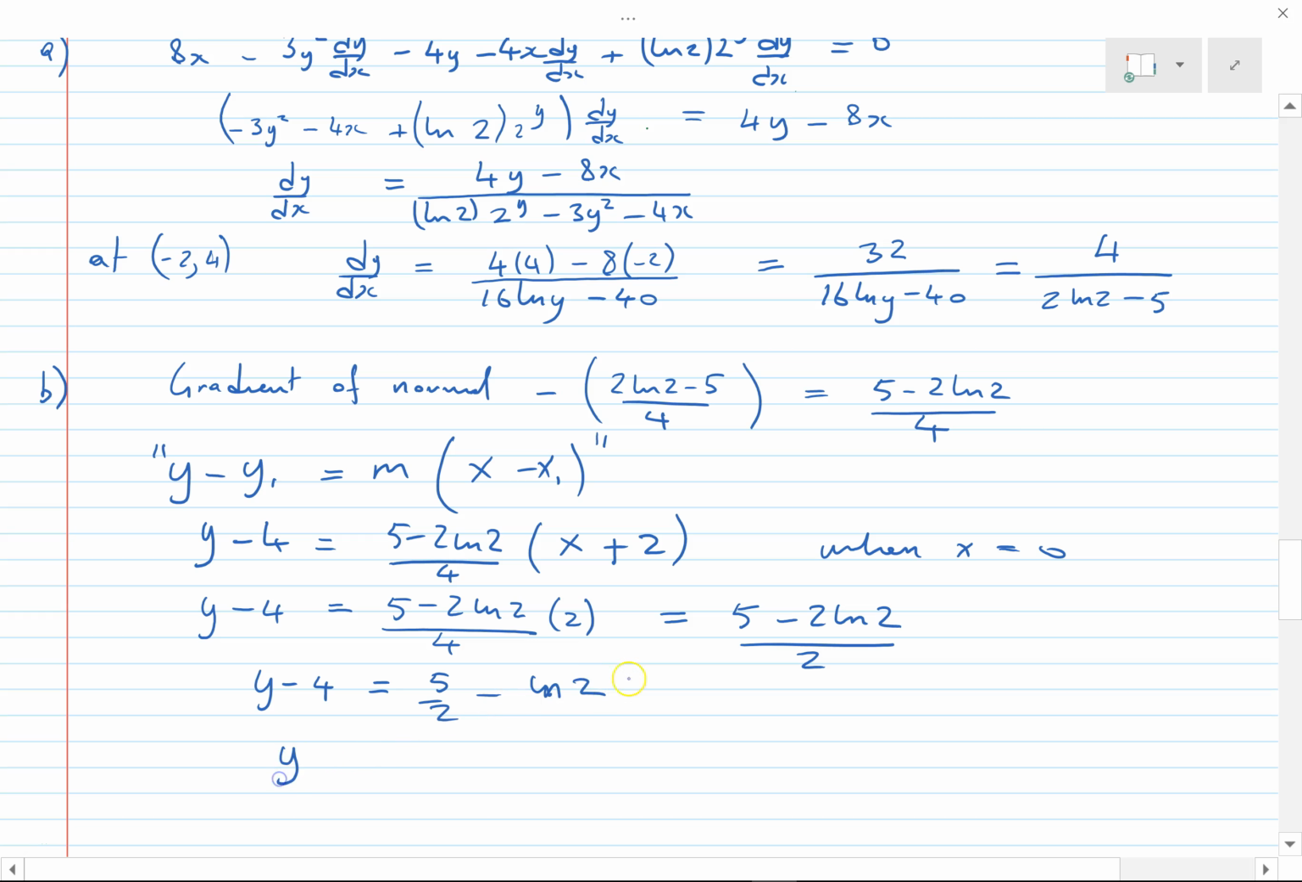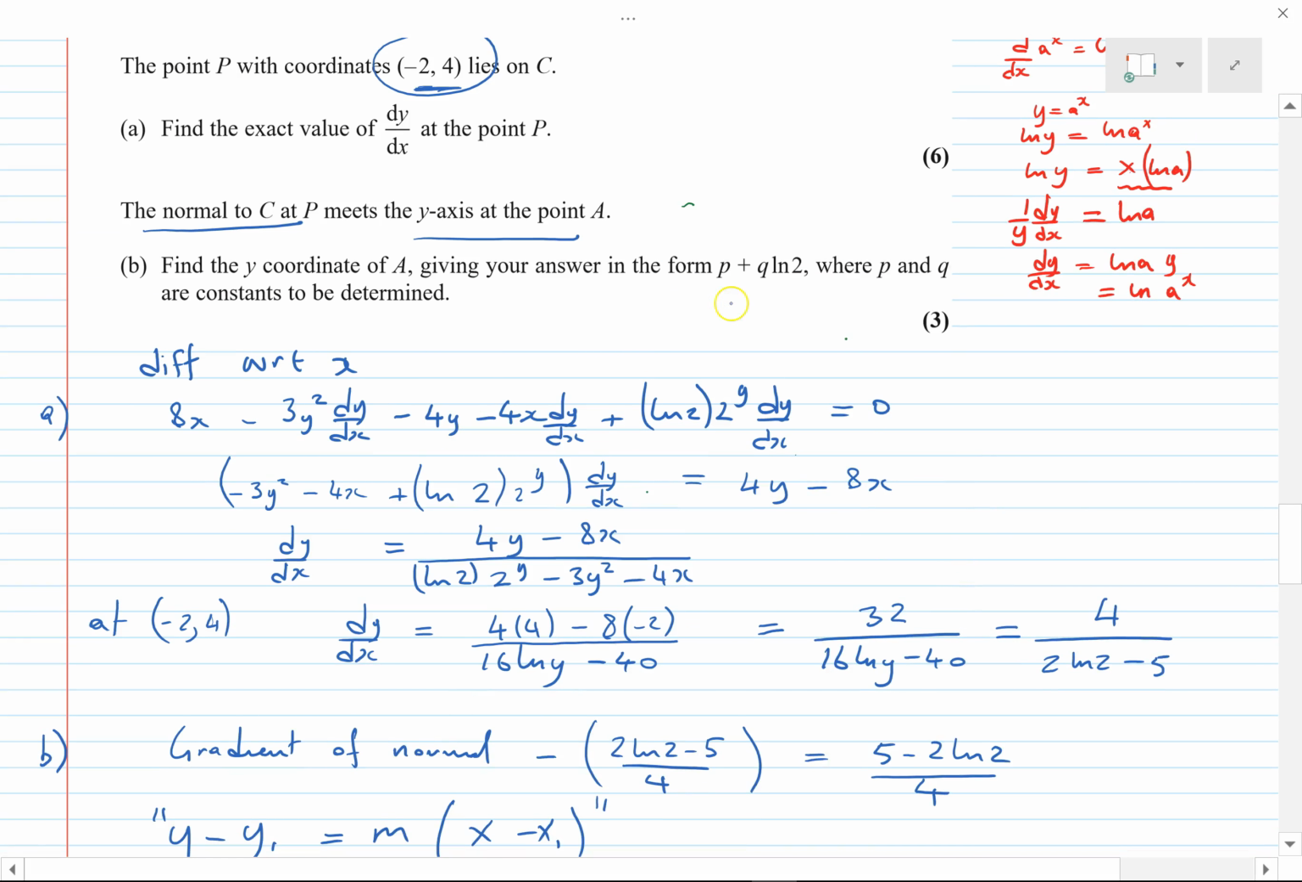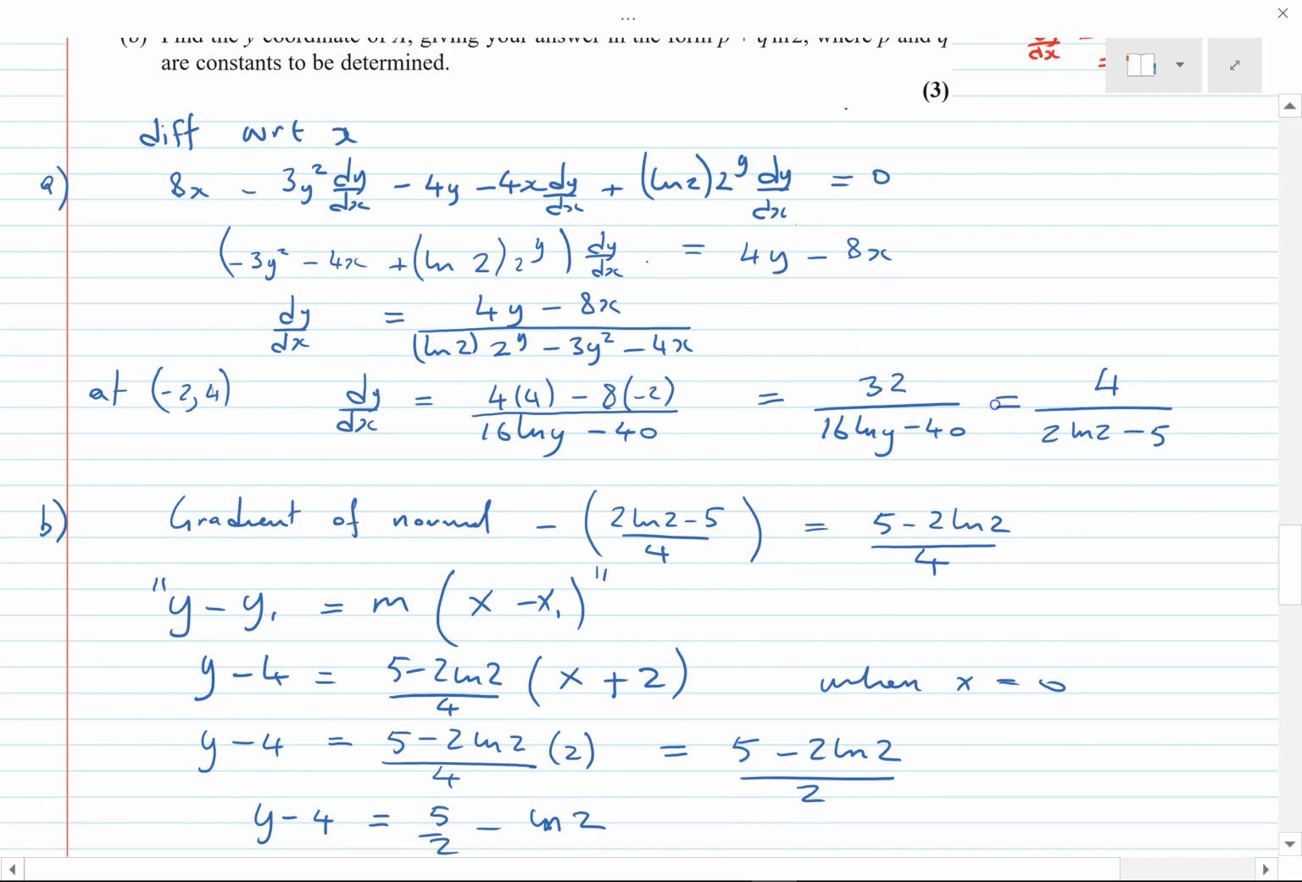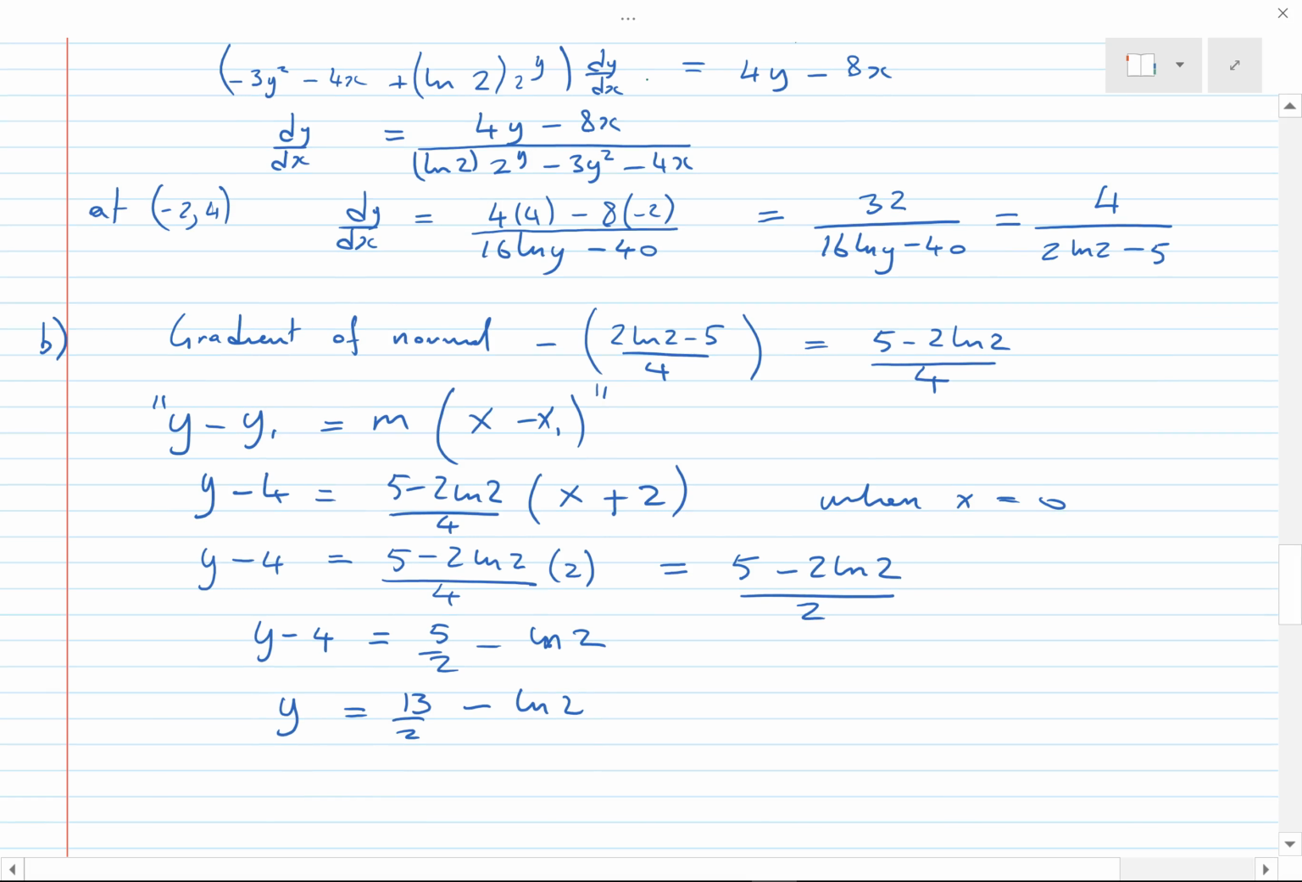So we have the 5 over 2 plus 4, so that's 13 over 2, take away ln 2. And we've got it in the required form because it wanted it in that kind of form. We don't need to write p equals 13 over 2 and q equals minus 1. They've just forced us to write it that way, and that's fine. So we've done that. Let's have a look at the next question.